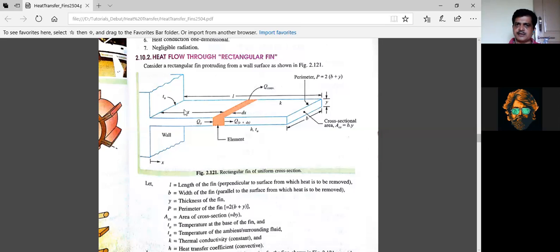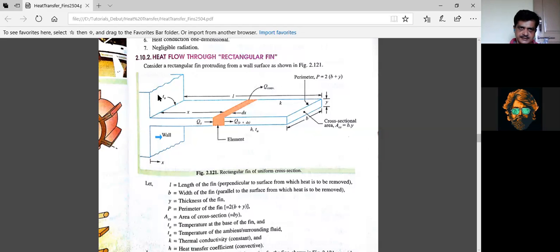We took one rectangular fin as shown in the sketch here. The purpose of using this fin: the base metal wall is there, and that wall is the base from where the heat has to be removed. To remove the heat, we have to increase the surface area. Therefore, fins are provided on the surface of the wall, so the heat is dissipated quickly to the atmosphere through the surface of those fins.